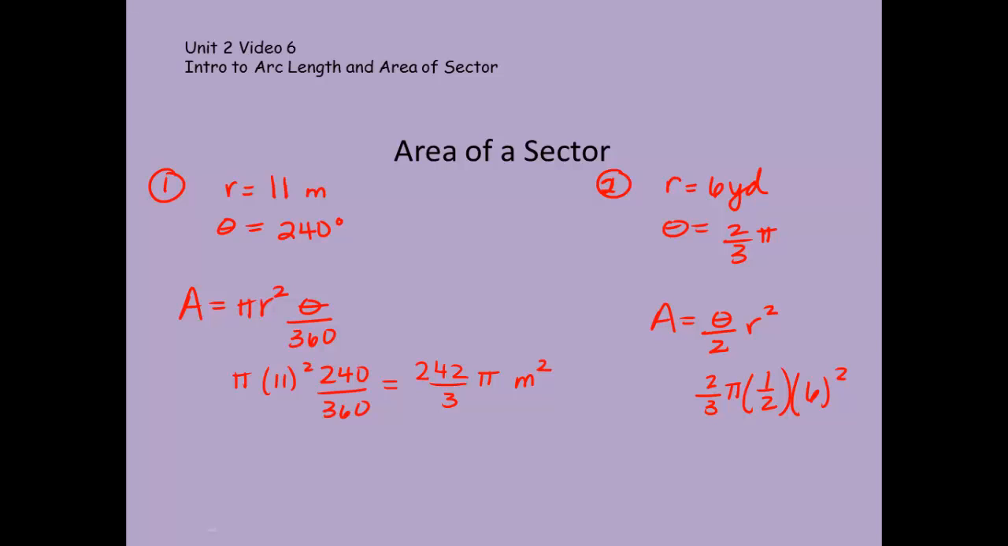So once again, I'm not going to press the pi key, but I'm going to multiply 2 divided by 3 times 1/2, or I can use 0.5, times the 6 squared. And that gives me 12 pi yards squared. Then I will go ahead and multiply my 12 by pi using the pi key to come up with 37.70 yards squared. And there is my answer for my area of a sector.